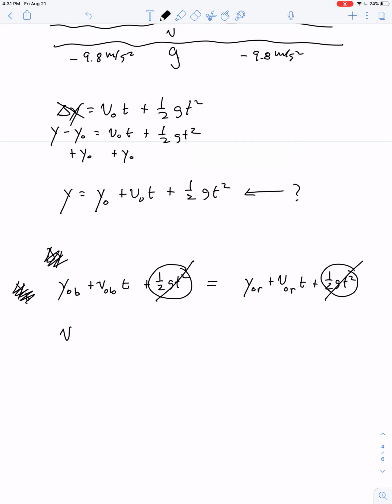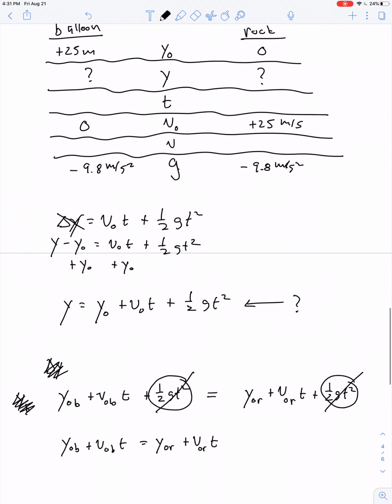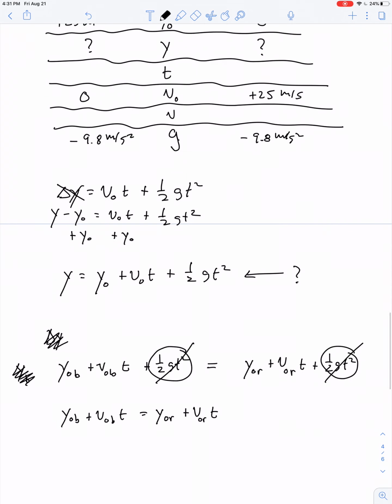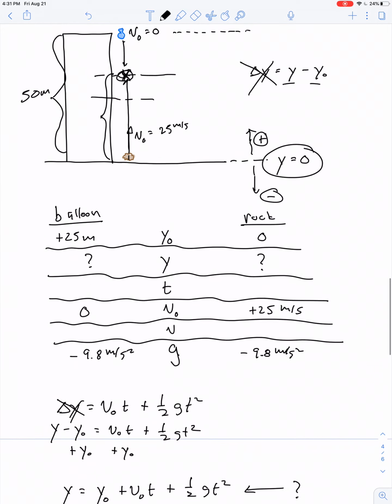So now I just have the initial velocity of the balloon plus, oh, I'm sorry, my bad. The initial position of the balloon plus the initial velocity of the balloon multiplied by time has to equal the initial position of the rock plus the initial velocity of the rock multiplied by time. And so we just have to go back to our chart and fill out the numbers. The initial position of the balloon is 25 meters.